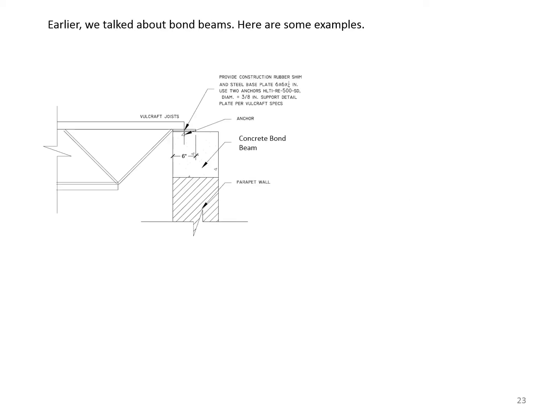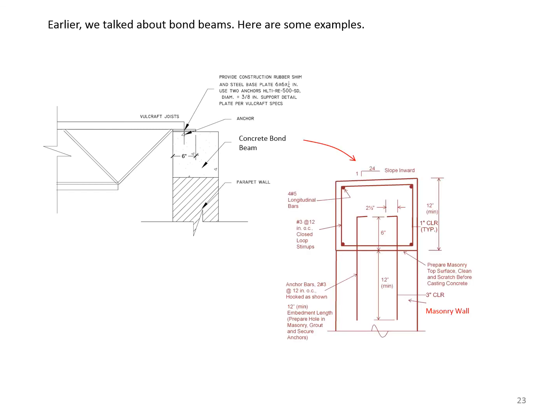Earlier, we talked about bound beams. Here are some examples. In this figure, you'll see a bound beam which is installed at the top of a parapet wall. A parapet wall is the wall on the roof, and in this case, it's a masonry wall. You notice that the roof is made up of steel joists.